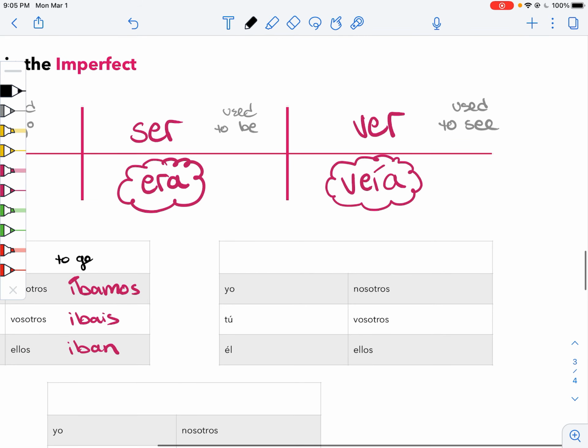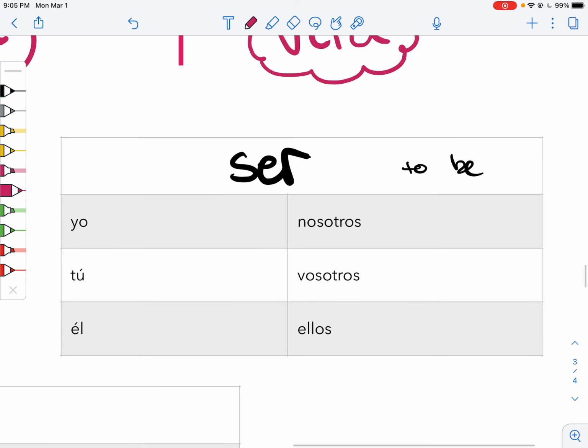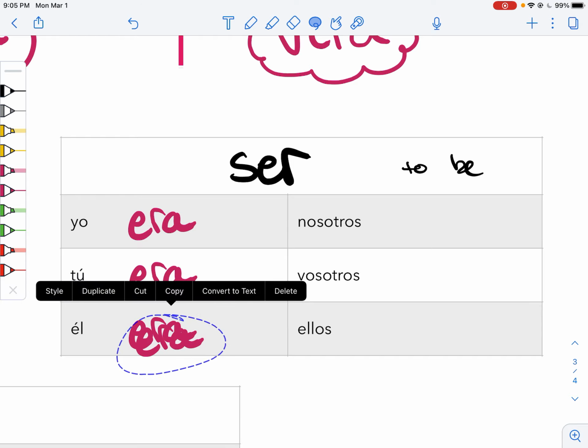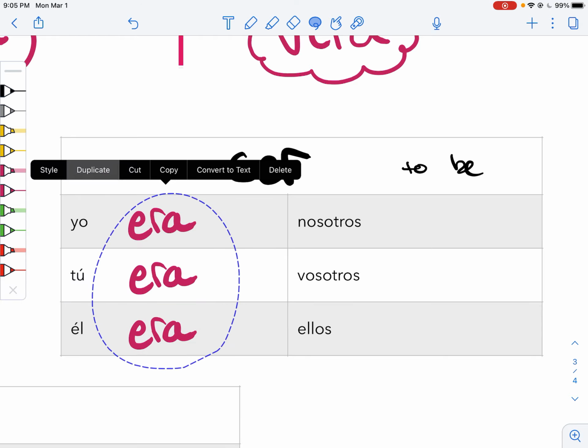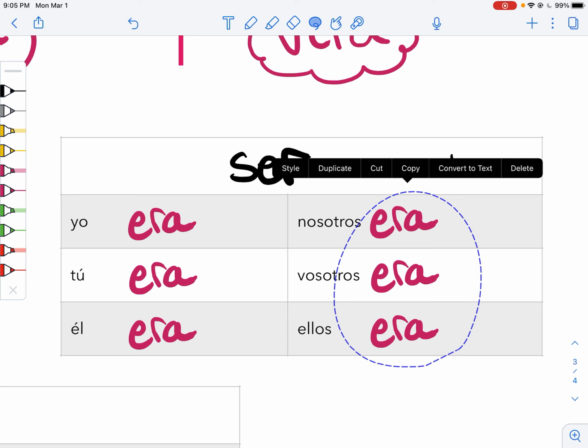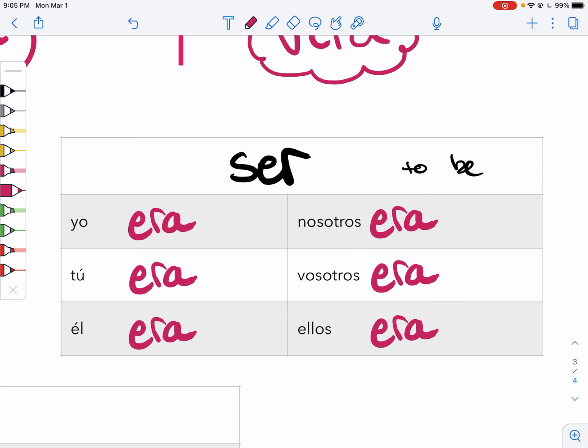To conjugate ser, remember ser is to be, the permanent stuff. And then our little cloud to help us remember was era. So as long as we have era, that will form the foundation for all the rest of our verbs. So we have I used to be era, tú eras, él era, nosotros éramos with an accent on it, erais and eran.